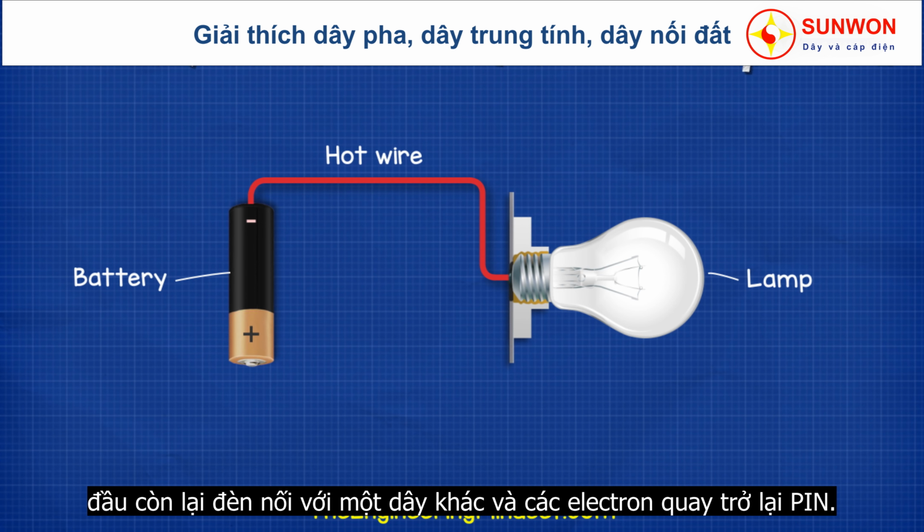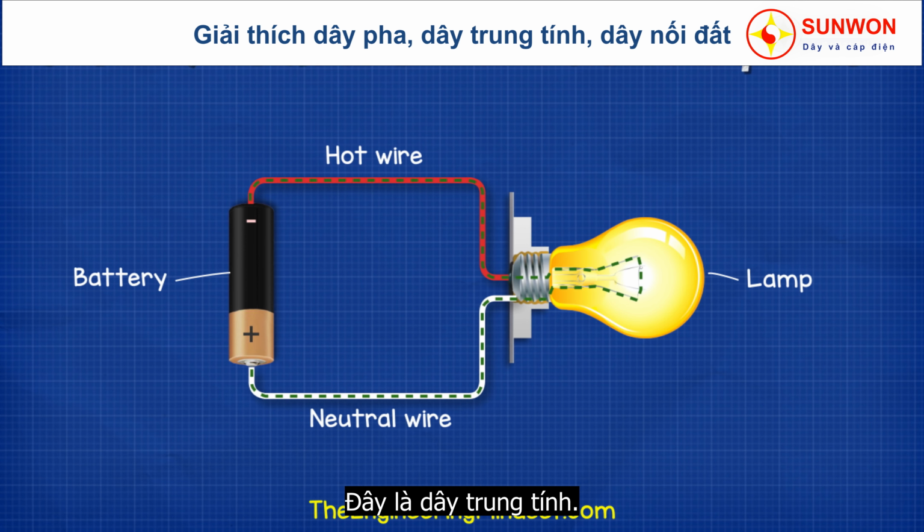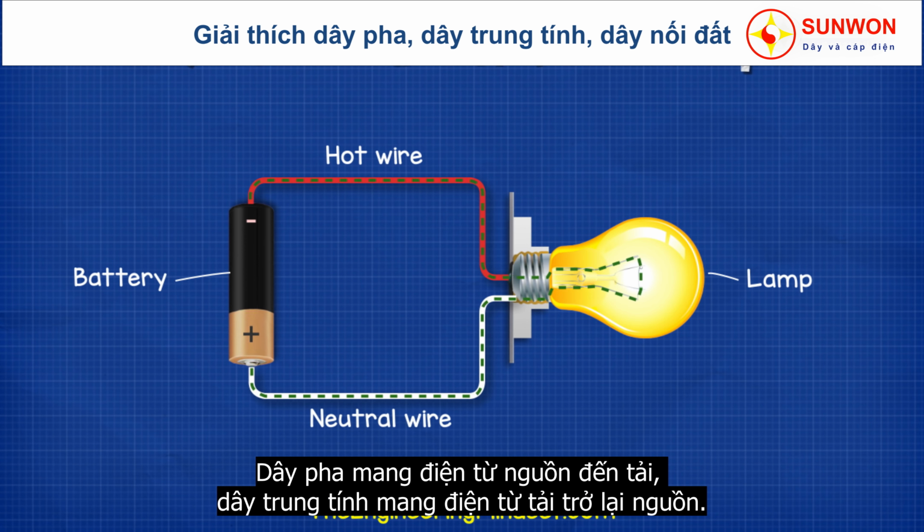Then we need to connect another wire from the lamp and back to the battery for the electrons to get back to their power supply or their source. Now this wire is our neutral wire. The hot wire carries electricity from the power supply and it will take this over to the load. The neutral wire carries the used electricity back to the power supply.